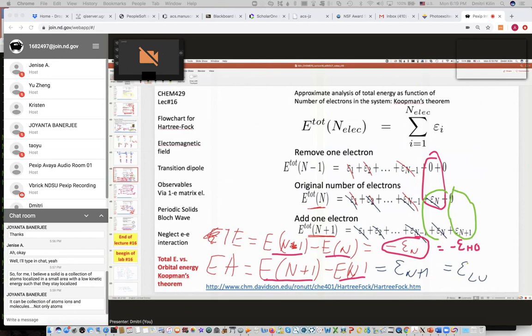So this conclusion that ionization energy is equal to the energy of the HOMO and electron affinity is equal to the energy of the LUMO is known as Koopmans' theorem. It is an approximate step, but it is possible to assess very quickly. So instead of redoing the calculation with additional or removed electrons, one can approximately assess properties of materials just from one single point calculation.